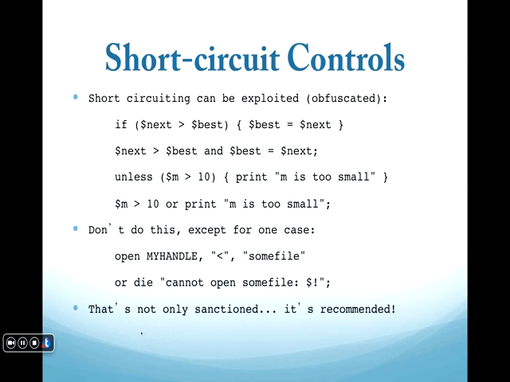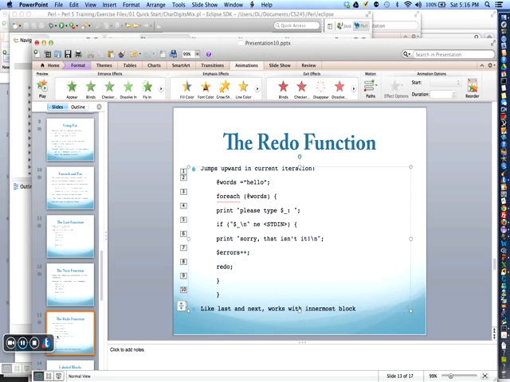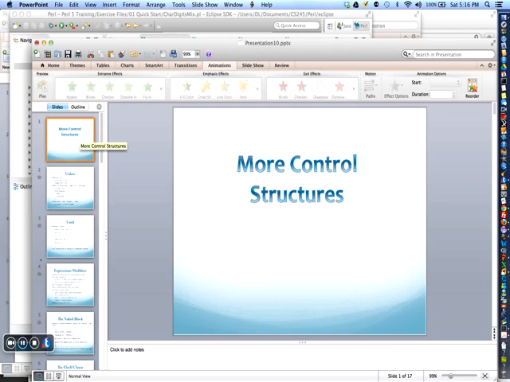So if the first one was right, if it was able to open the file, it doesn't have to continue, because we said OR doesn't continue the expression. And that's it for the more controls. We are done with this unit, and we're going to move forward to more complicated units.